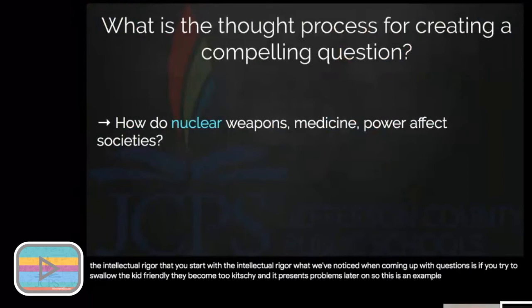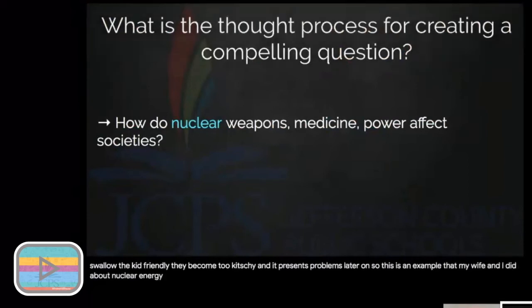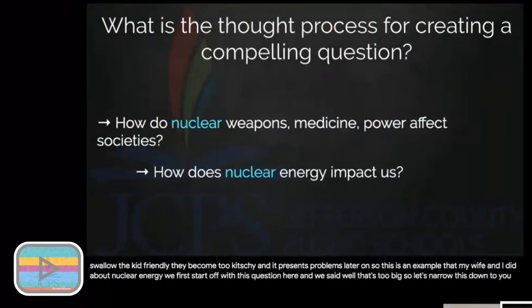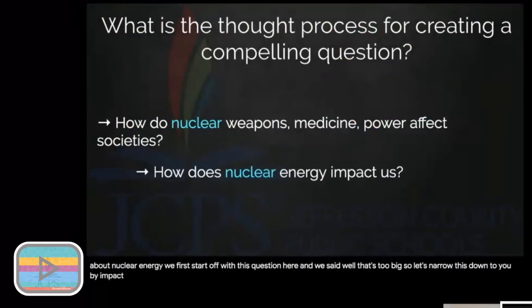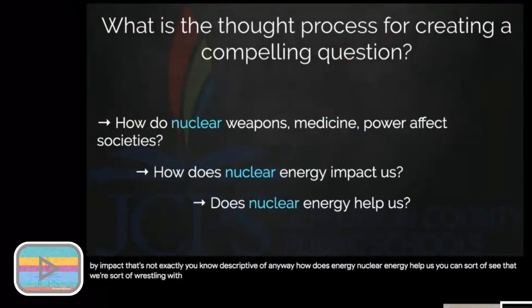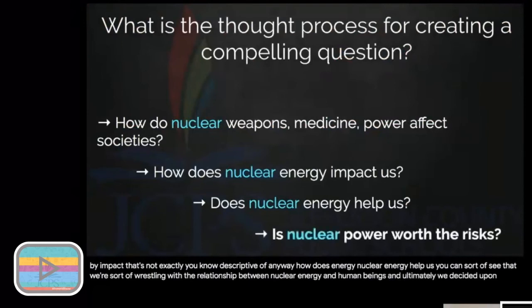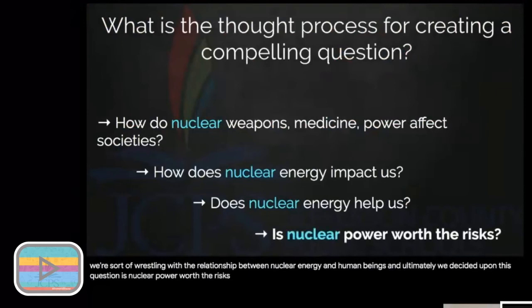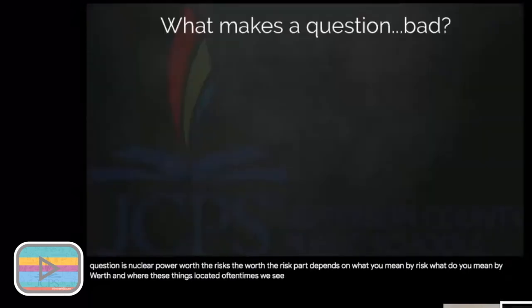So this is an example that my wife and I did about nuclear energy. We first start off with this question here, and we said, well, that's too big. So let's narrow this down to nuclear energy impacts us. What do we mean by impact? That's not exactly descriptive in any way. How does nuclear energy help us? So you can sort of see that we're wrestling with the relationship between nuclear energy and human beings. And ultimately, we decided upon this question: is nuclear power worth the risks? The worth the risk part depends on what you mean by risk, what you mean by worth, and where these things are located.